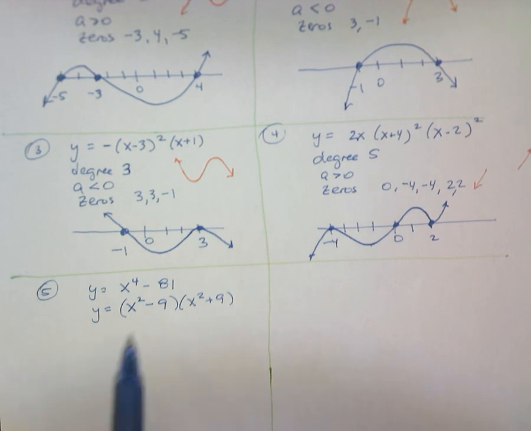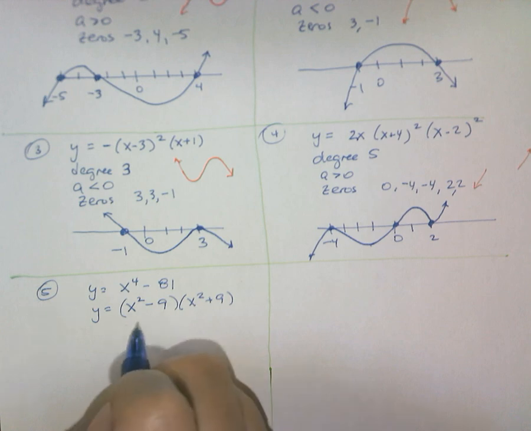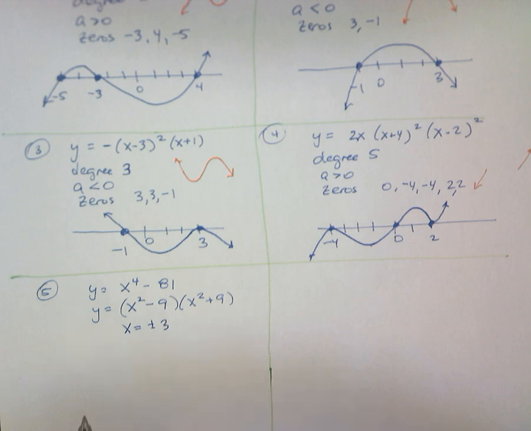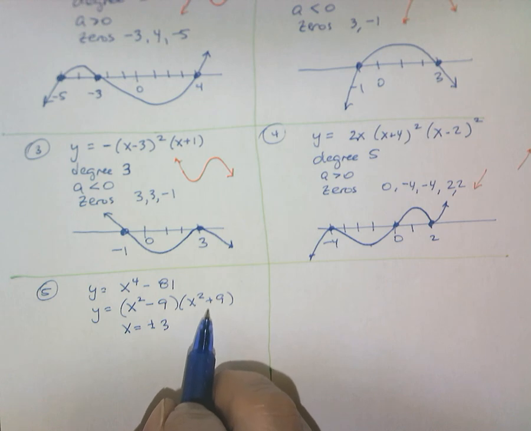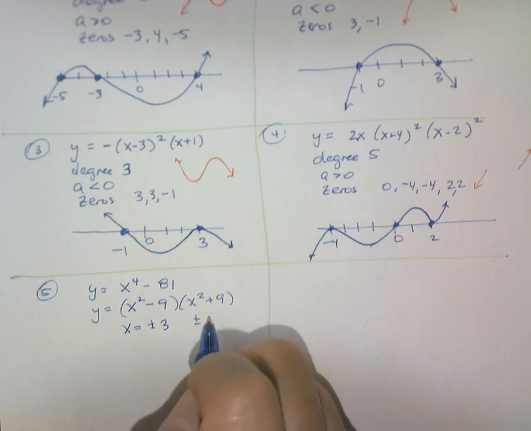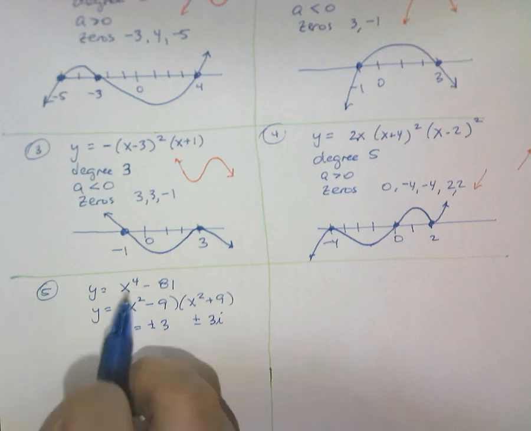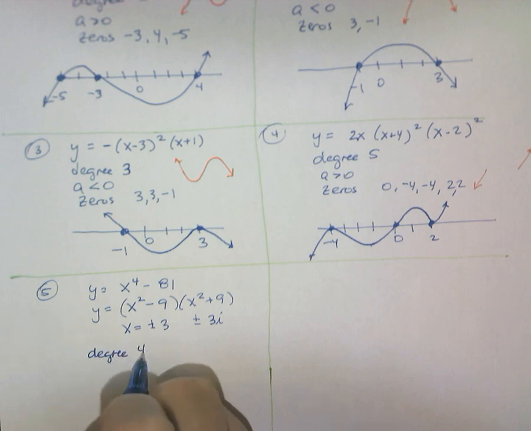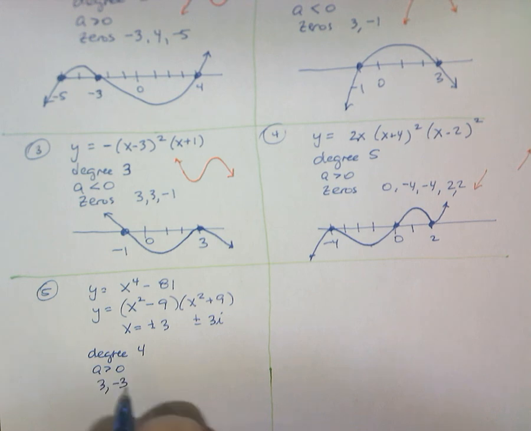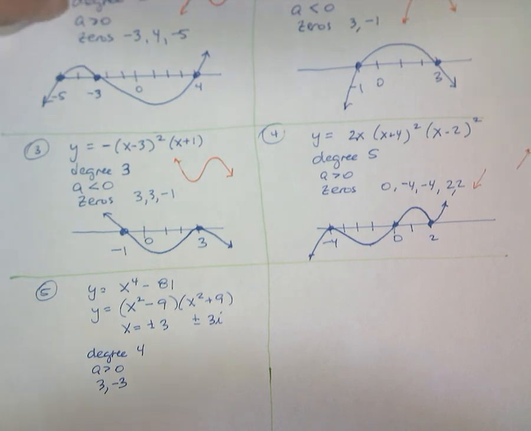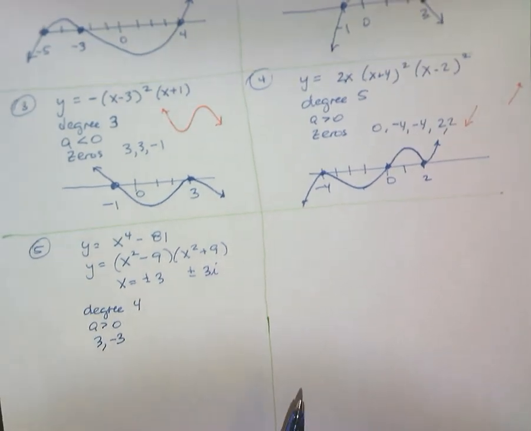Well, we did x squared minus 9 before. If I do x squared minus 9 equals 0, I get x is equal to plus or minus 3. If I do x squared plus 9 equals 0, I get x squared equals negative 9. So x is going to equal plus or minus 3i. Now that's different. So let's look at the degree. Our degree is a 4. We have a positive leading coefficient. And my zeros are 3 and negative 3. I can't graph 3i on a number line. So I don't even need to know those right now.